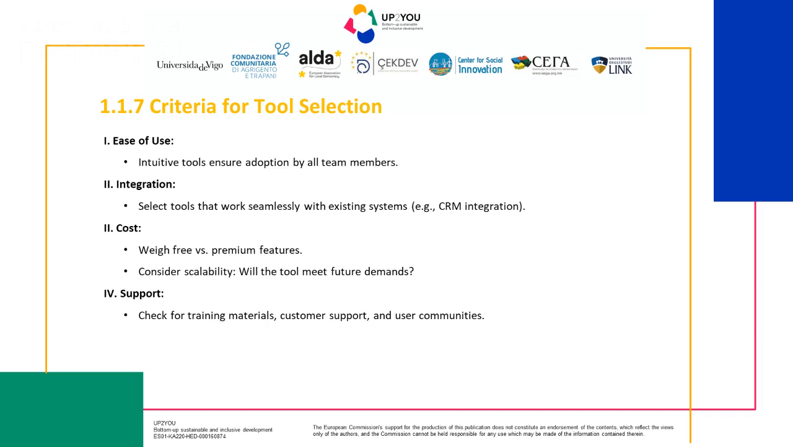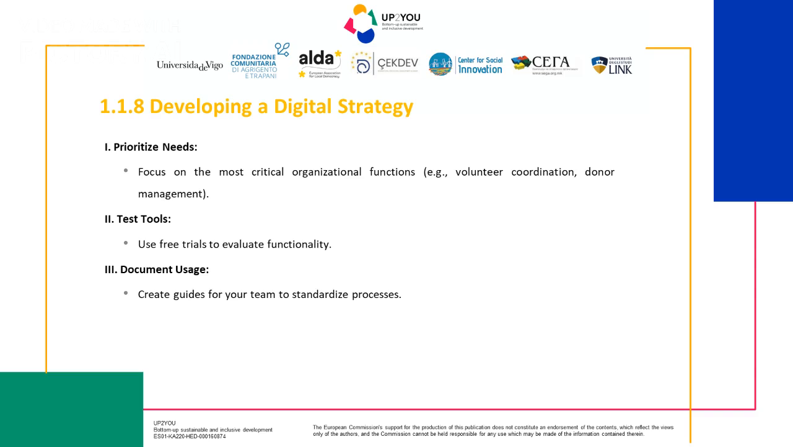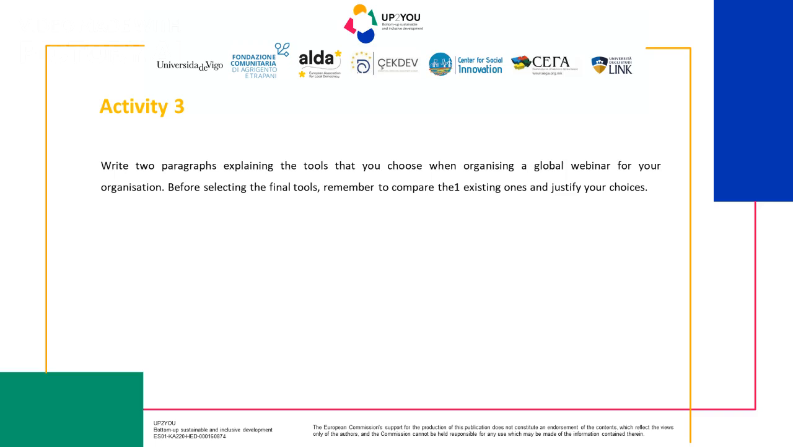When selecting tools, consider ease of use, integration with existing systems, cost, scalability, and available support to ensure they meet your organization's needs. Developing a digital strategy involves prioritizing needs, testing tools, and documenting usage to create standardized processes for your team. Write 2 paragraphs explaining the tools you choose for organizing a global webinar, comparing existing ones and justifying your choices.